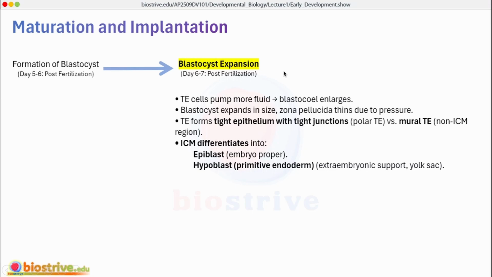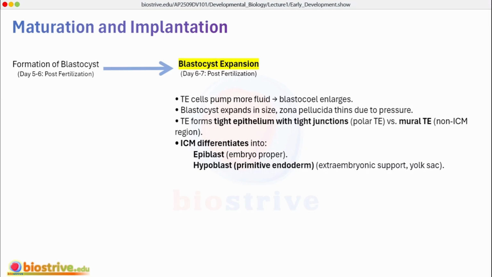fertilization. In expansion, the trophectoderm cells will start pushing fluid inside, which will result in enlargement of the blastocele cavity. The blastocele cavity expands in size, and the zona pellucida will thin out due to pressure from inside. The trophectoderm will also form a tight epithelium due to expression of tight junctions formed by cell adhesion molecules. If you want to know the details of these processes, I have talked about them in the video on morula to blastula transition.